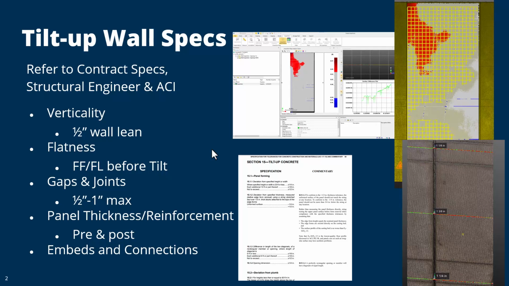The one we'll probably jump into first is actually gaps and joints between each panel, making sure it's underneath that 1 inch max, or maybe it's a 1/2 inch. And then panel thickness and reinforcement can be done pre and post. Post if you scan both sides of the wall, or pre if you essentially scan before it's poured and after it's poured. And then embeds and connection locations can also be analyzed and compared to a model.